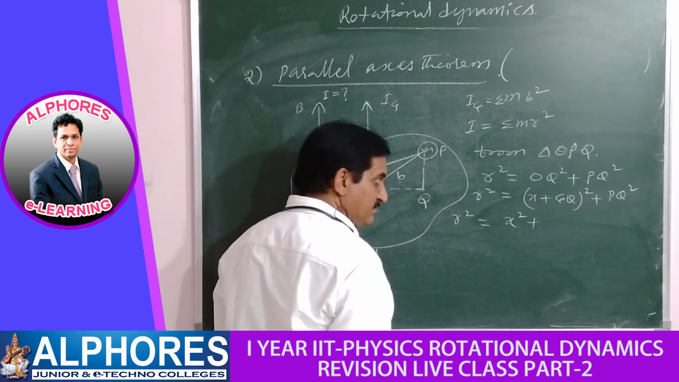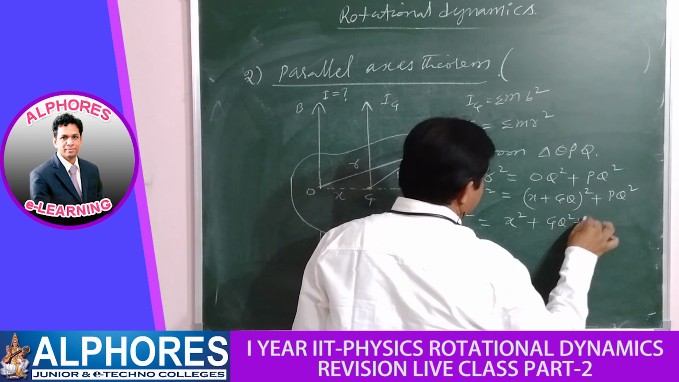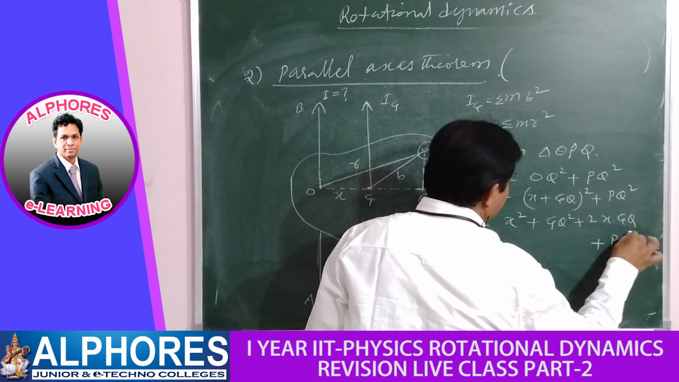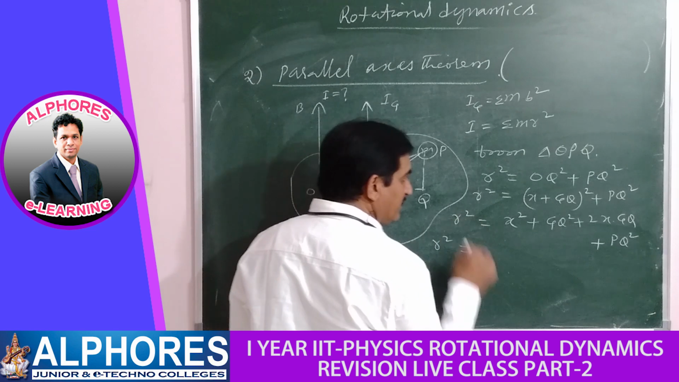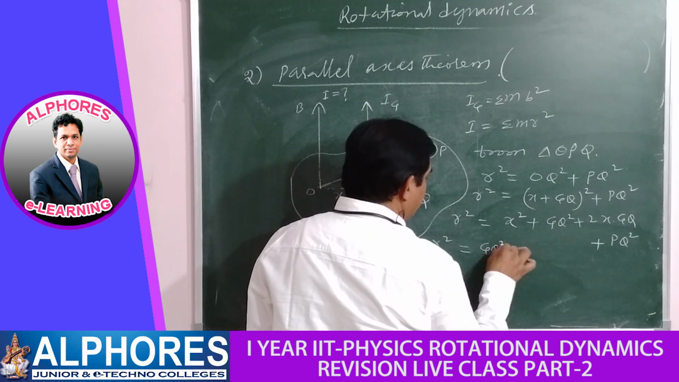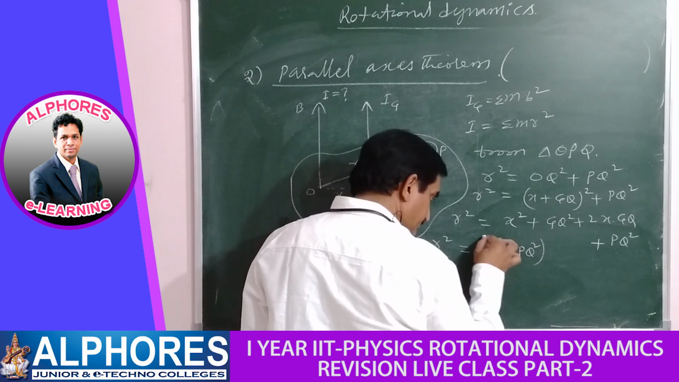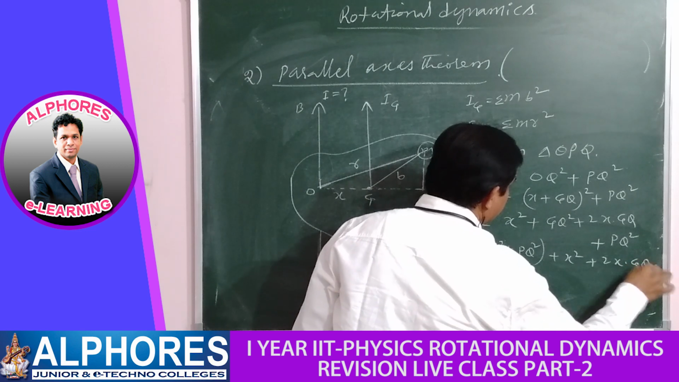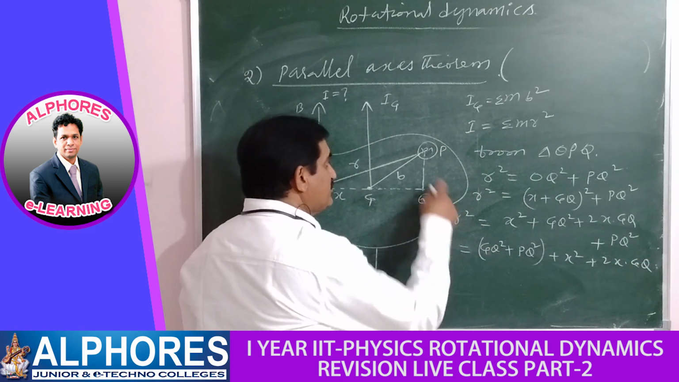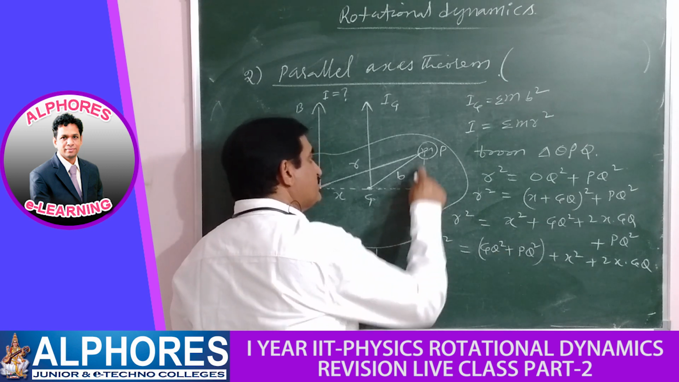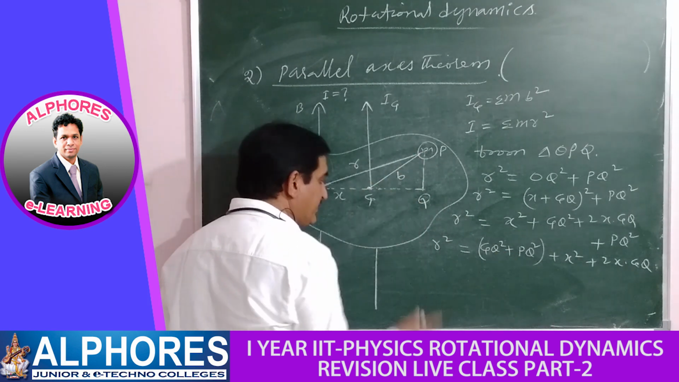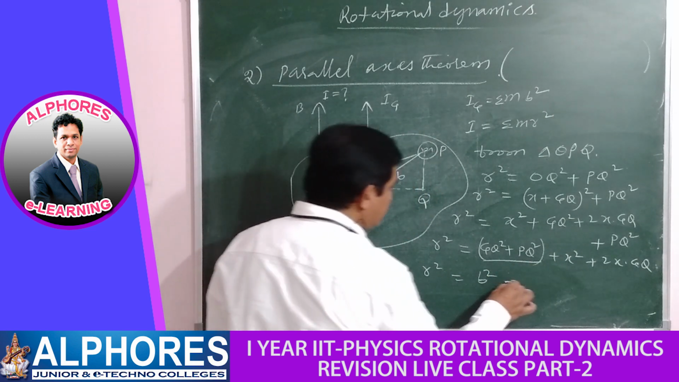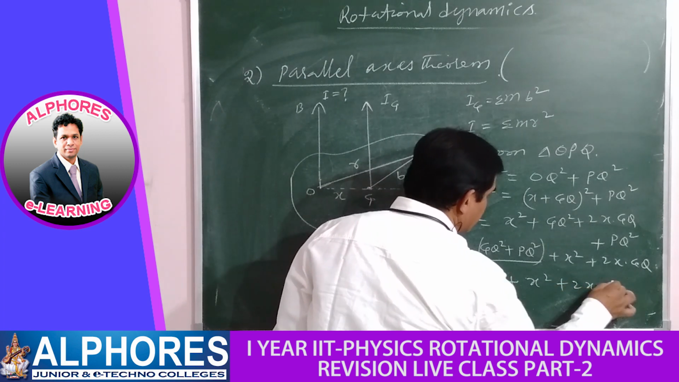x square plus GQ square plus 2x GQ plus PQ square. That is, x square plus GQ square plus PQ square plus 2x into GQ. See here, GQ square plus PQ square is equal to the hypotenuse square, that is b square. So R square is equal to b square plus x square plus 2x GQ.